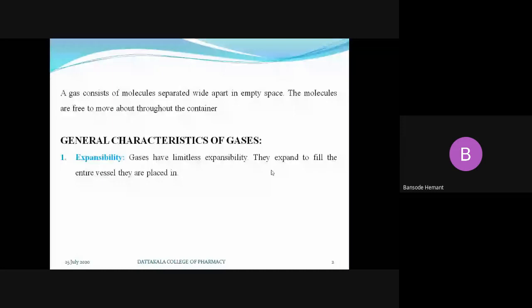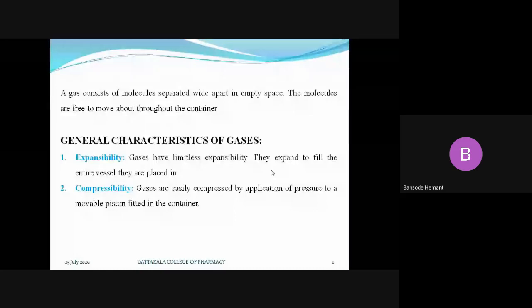We know that gases can expand unlimitedly in whichever vessel they are present. Until the volume capacity of that vessel is filled, the gases will try to expand. That means gases have limitless expansibility as compared to solids and liquids. Second is compressibility. We have discussed that gases can be compressed with the application of pressure using pistons in a cylinder.